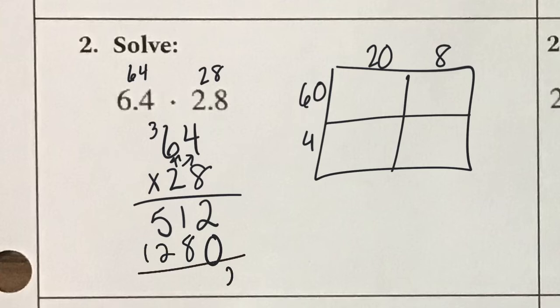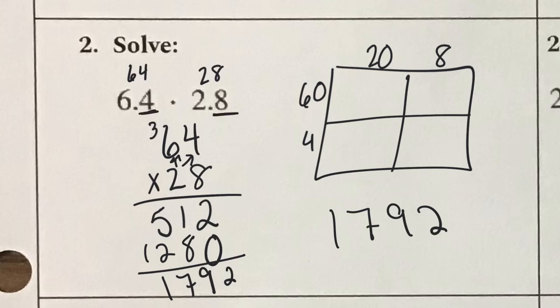So then we add those up. We have 2, 9, 7, 1. So we have this as our answer, but we have to go back and look at our decimal places. We have 1, 2, which gives us 2 in our answer.